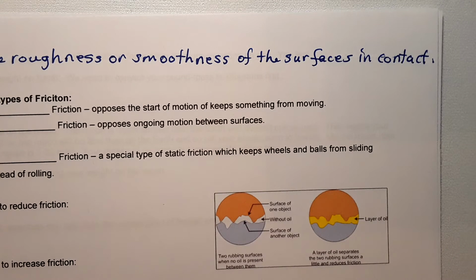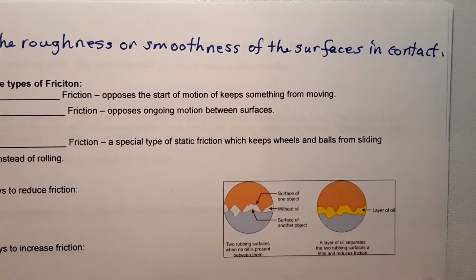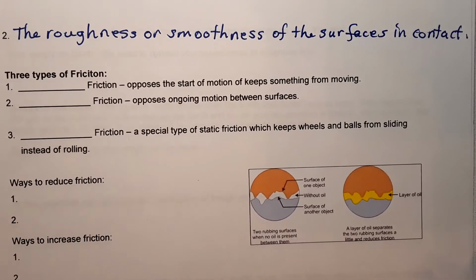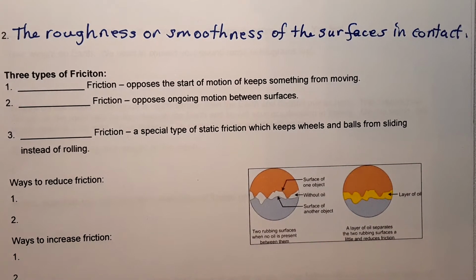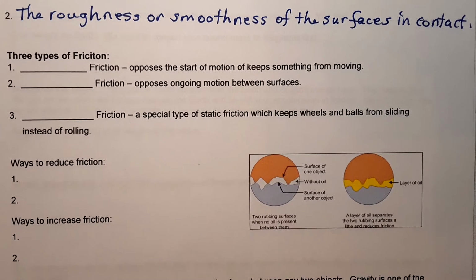Think about it. Would you rather ride your bike on the pavement, or would you rather ride it on gravel? Yeah, I think we all know that. We would rather ride it on the pavement than on gravel, because gravel is so much rougher than the pavement. Okay? So the roughness or smoothness of the surfaces in contact. The rougher the surface, the more friction you get. The smoother the surface, the less friction.